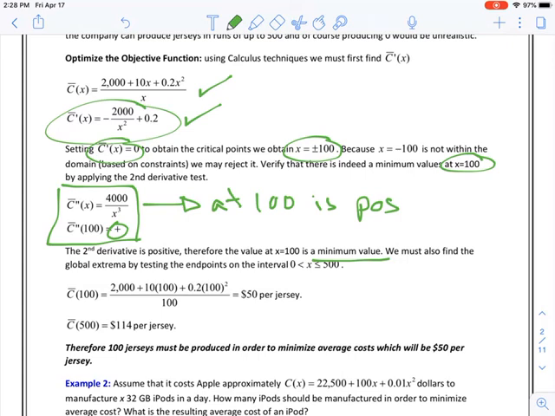Okay, and so then to find the average cost, you simply substitute 100 into the average cost function, and you end up with $50 per jersey. So therefore, 100 jerseys must be produced in order to minimize average costs, which will be $50 per jersey. So there's usually at least 2 or 3 things you're looking for. What is the minimum value, and what value of x or y is going to give you that minimum value?